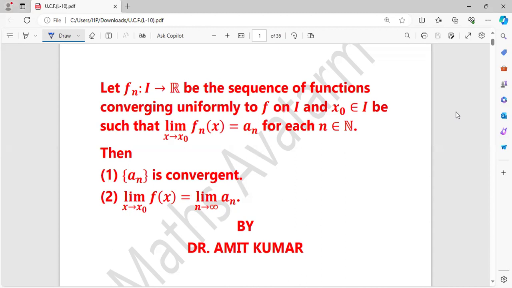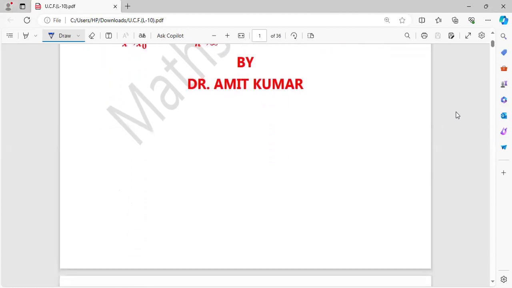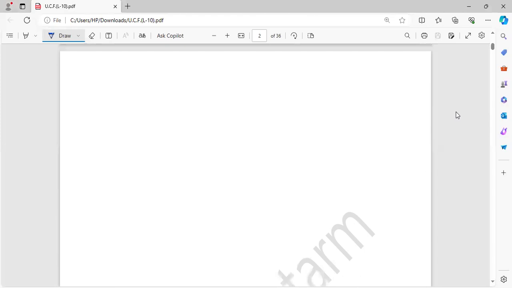(a_n) becomes a convergent sequence, and the limit as x tends to x naught of f(x) is equal to the limit as n tends to infinity of a_n. It means the limit of the sequence and the limit as x tends to x naught of f(x) are both the same. Okay, so let's prove it. So we are going to see its solution.